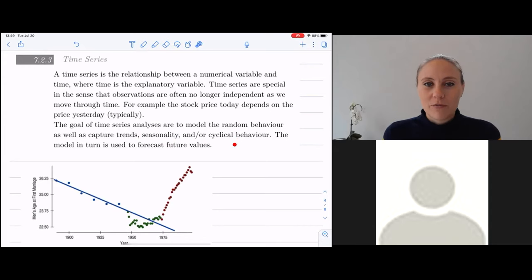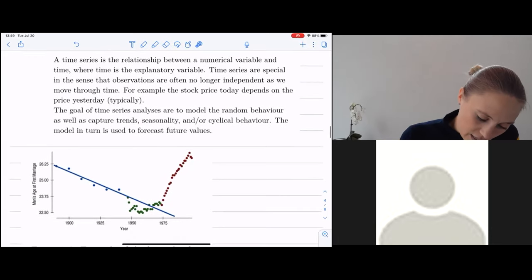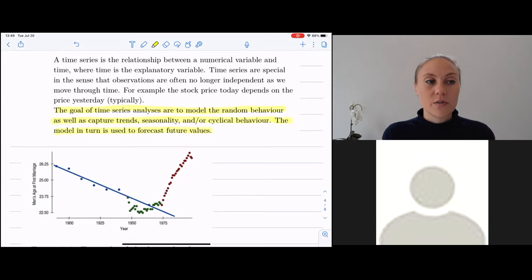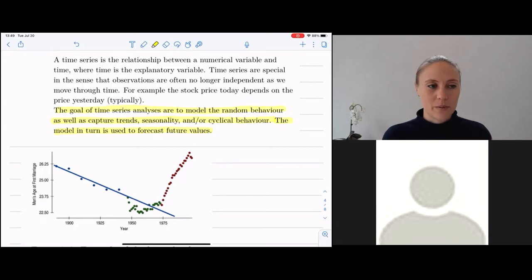And then, of course, the end goal is to use this model to forecast future values, okay? So the goal is to try to model all that behavior, and then the model is used to forecast future values, which are extrapolations, right? Because we don't have data for 2025. We're trying to predict what's going to happen then, for example, right?